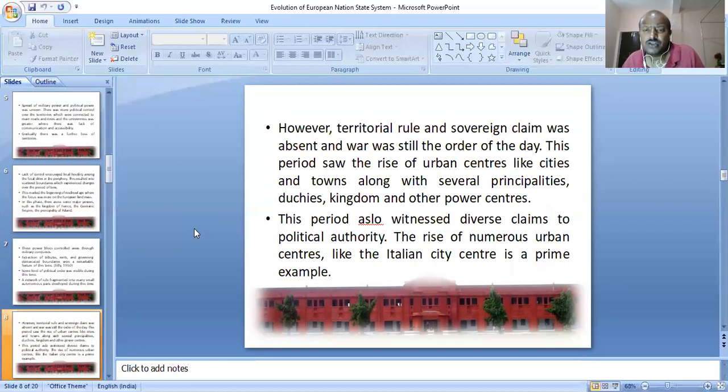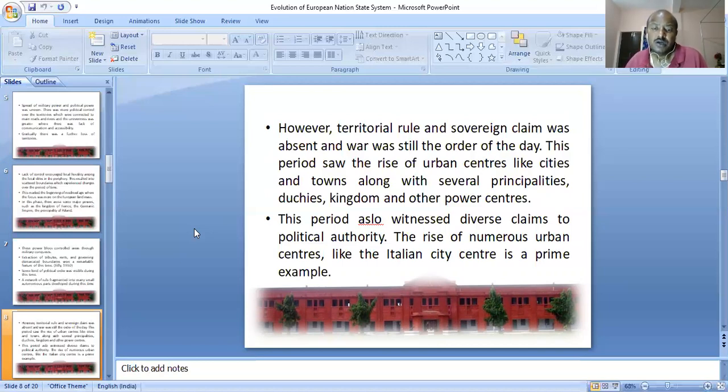However, territorial rule and sovereign claim was actually absent, and war was still the order of the day. Remember, war was still the order of the day. That means, like the previous period, where war and military power used to define the characteristics of a political system, or I can say the ancient political system, here war was still the order of the day. This period also saw the rise of urban centers and cities with several principalities, duchies, kingdoms, and other power centers.